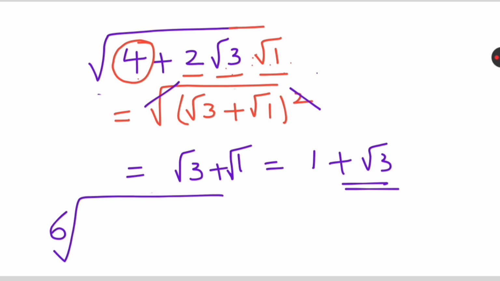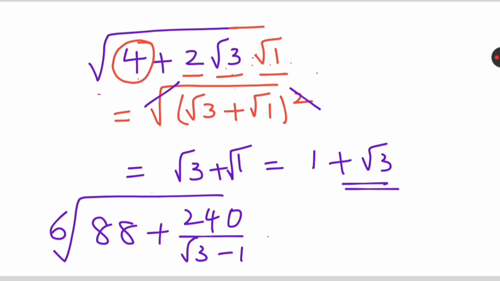Sixth root of 88 plus 240 over root 3 minus 1. The result is 1 plus root 3.